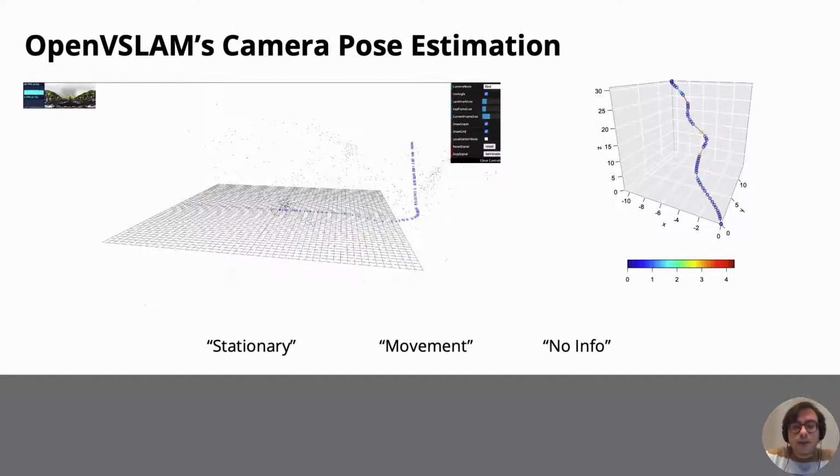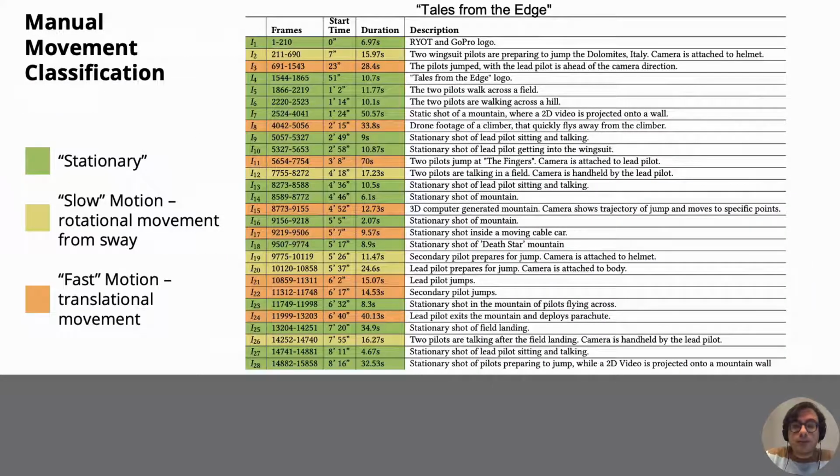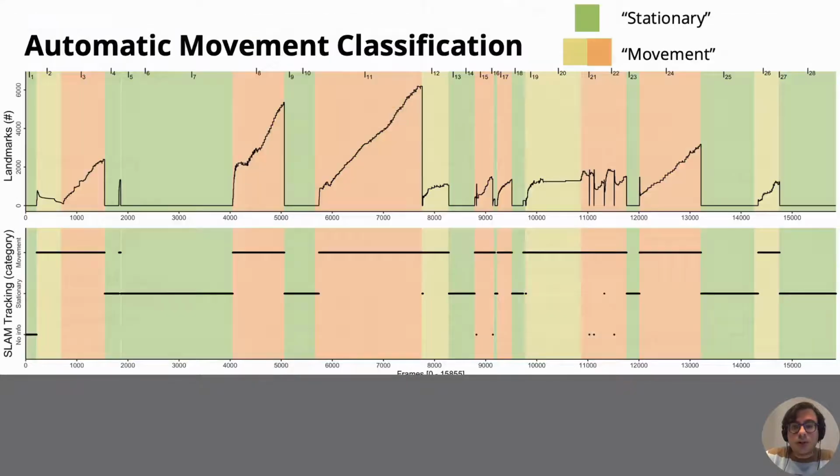We extended OpenVSLAM, an open source SLAM system for equirectangular videos, by making it compatible with videos with multiple scenes. We use visual SLAM as a way to differentiate between movement versus stationary. To test this, we manually classified a video with multiple scenes into three categories: stationary in green, slow in yellow, and fast in orange. Our automatic classification of stationary and movement is generally consistent with the manual classification.